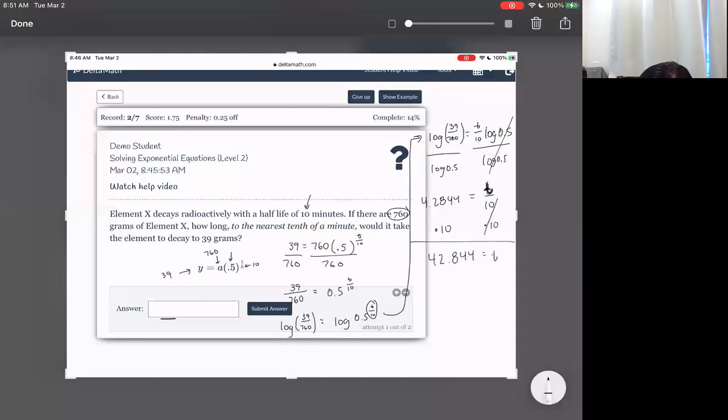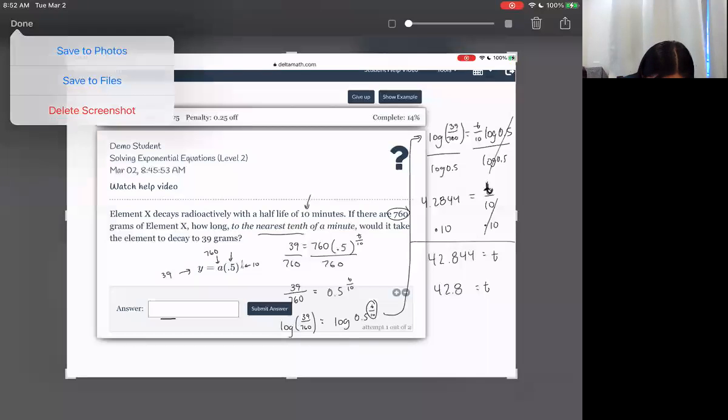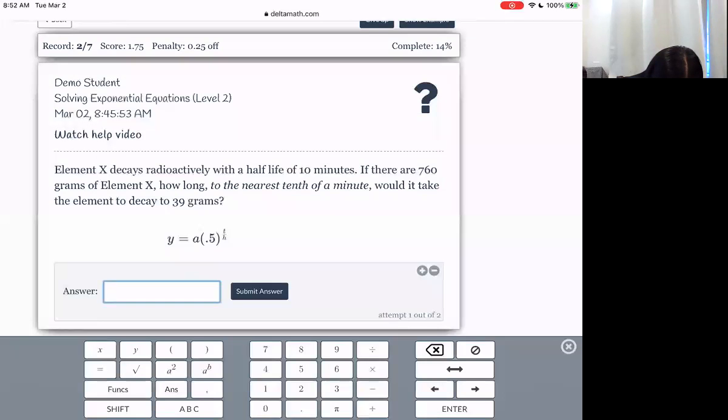42.844 is equal to t. Now we want to round it to the nearest tenth of a minute, so it will be 42.8 minutes is equal to t. So I'm going to go ahead and type 42.8 into the Delta Math, but before I do, are there any questions? 42.8. Oops, 42.8.